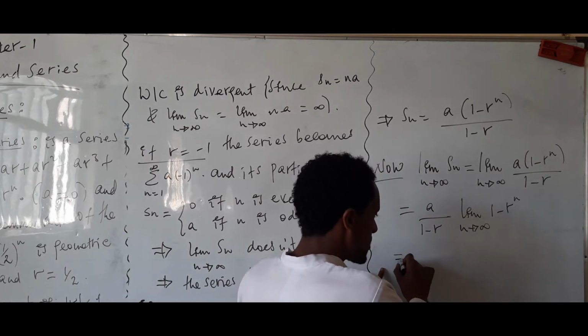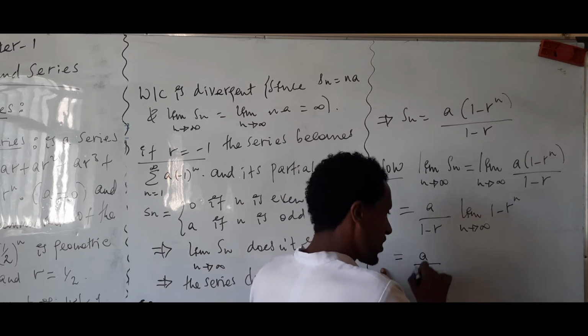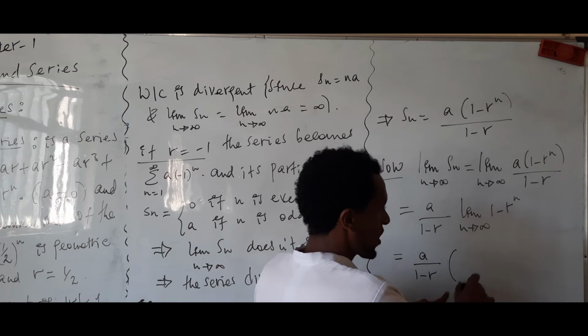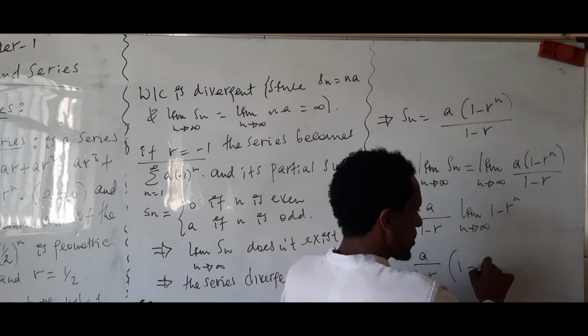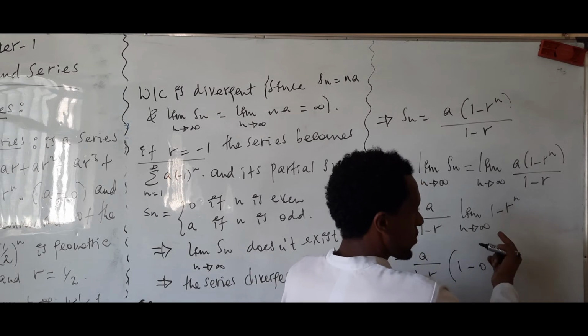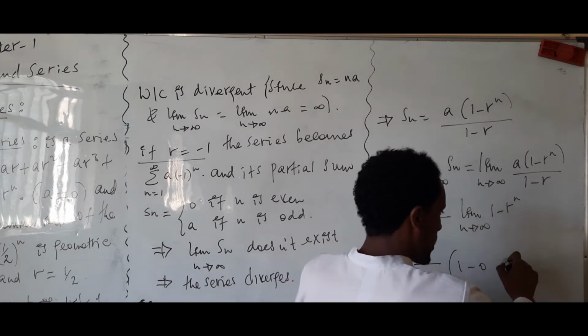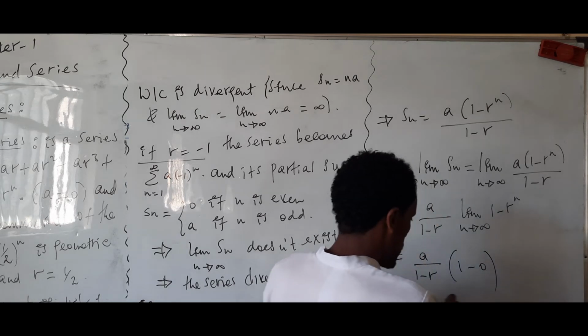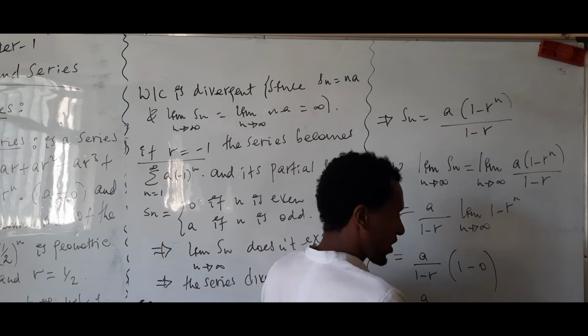So this limit is equal to a over 1 minus r times 1 minus 0, that's equal to a over 1 minus r.